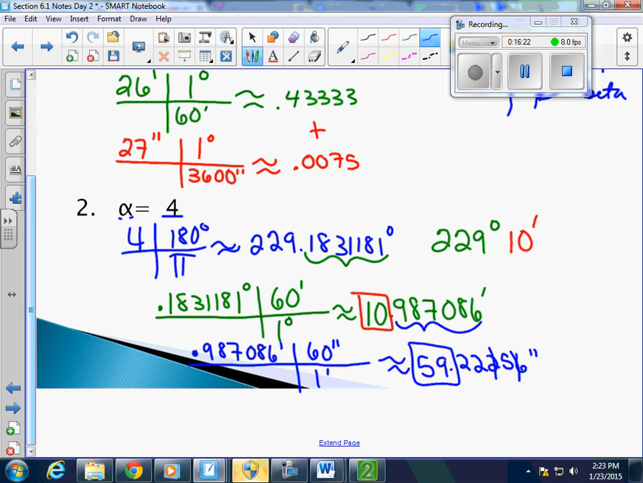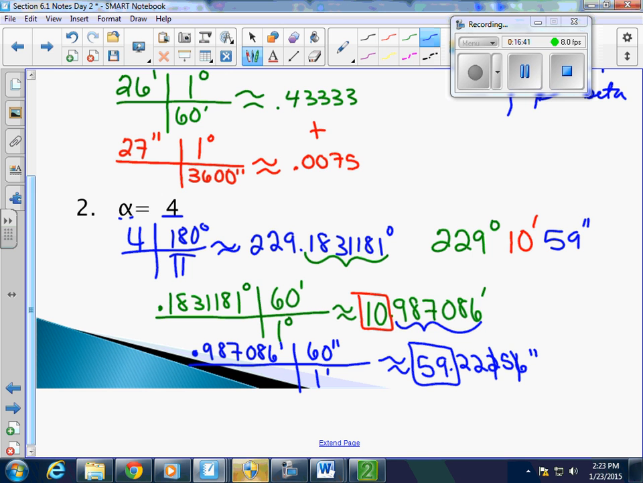Okay, I'm going to take the 59, and we're going to write 59 seconds behind it. If the number behind 59 is like 59.5, you round up. Yep, if that was a 0.5, you could round up.